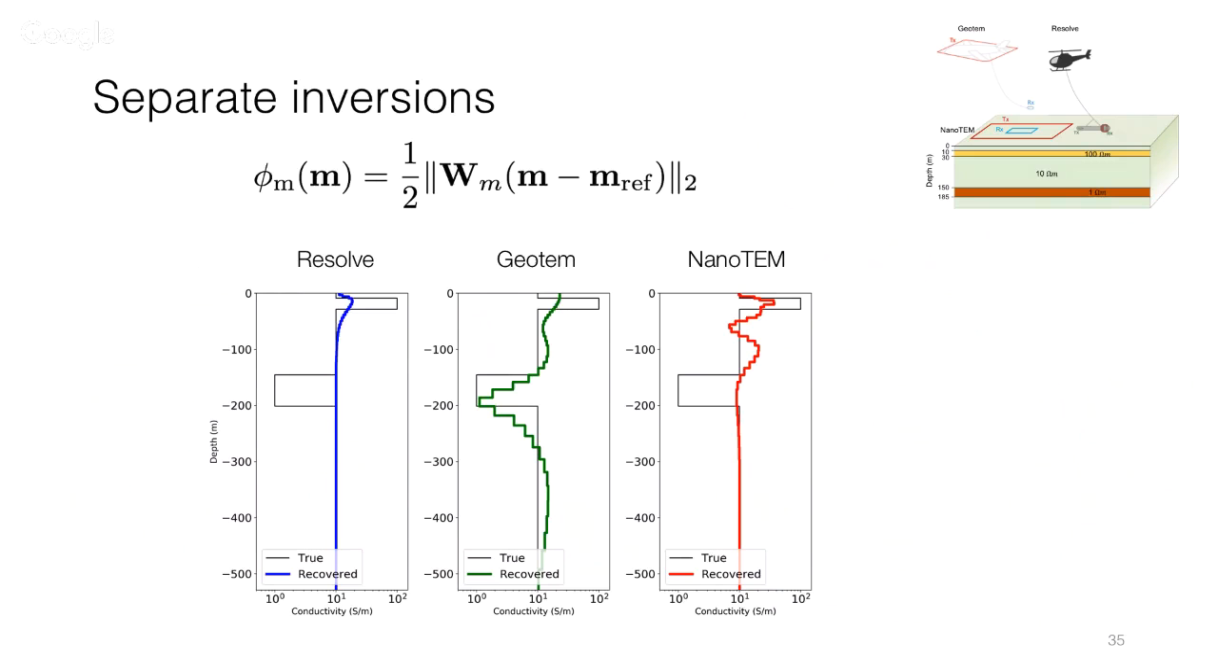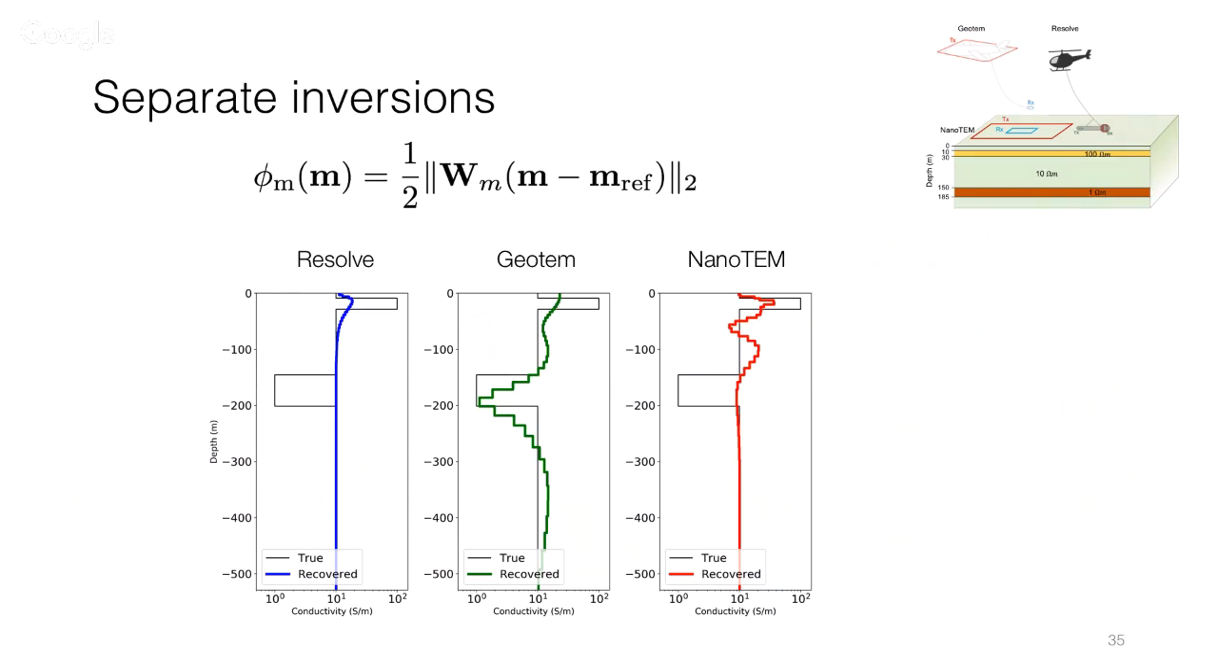The GeoTem system has deep penetration, but it doesn't have high resolution at shallow depth, so the inversion of that looks like this. And then the nanochem, that was the one on the ground, ended up having something that looked like this. So again, it didn't see deep. This is something that can help reduce uncertainty just by having different systems that sense the Earth differently.